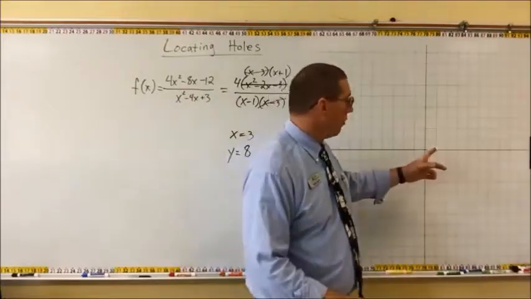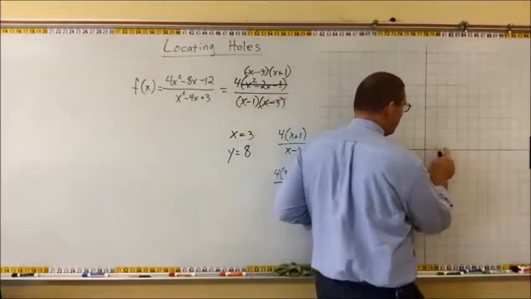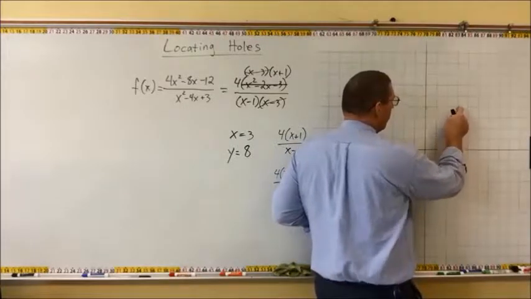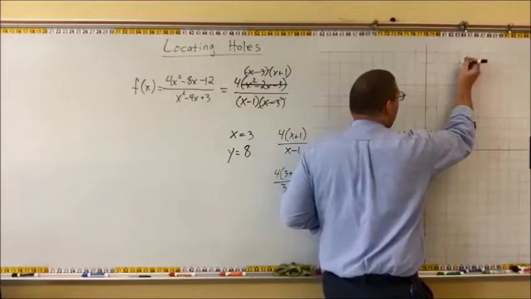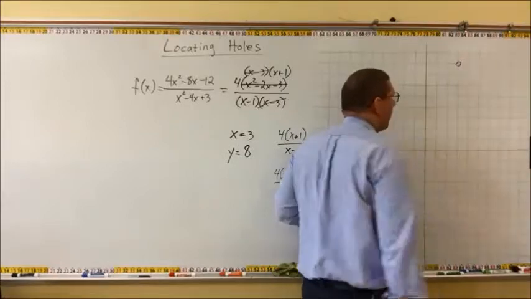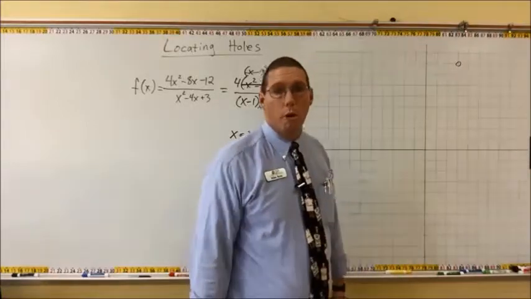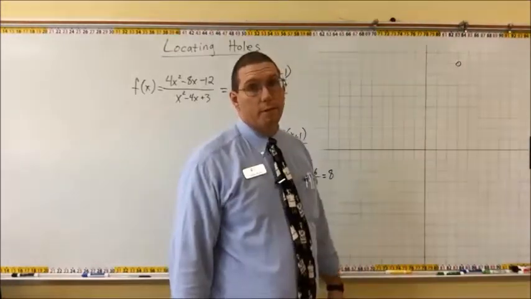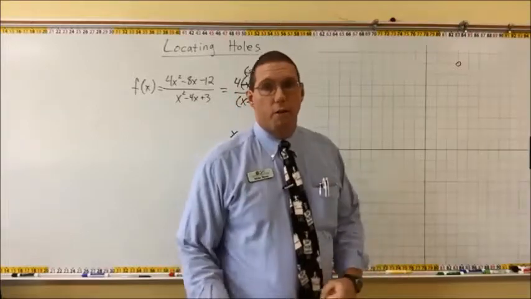So I can go over to a coordinate plane now, and I can go 1, 2, 3, and then 1, 2, 3, 4, 5, 6, 7, 8, and I can put a big open circle there indicating that there is a hole in the function at that point. Okay? Let's try another one.